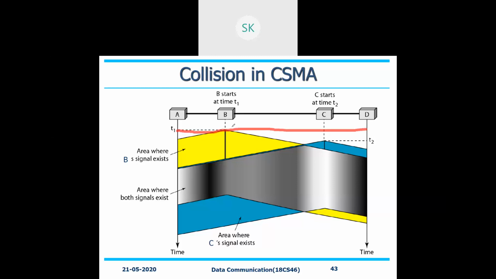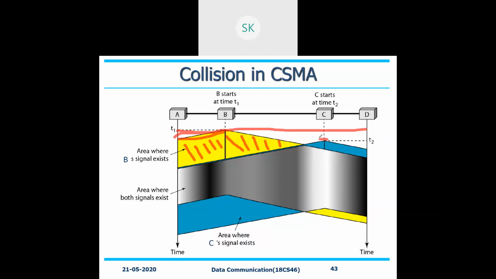With respect to that, it starts. Once it starts, it will take some time. See here, this is the propagation time that we need to consider, since it takes time to reach station A. During this duration B will be transmitting the data. Similarly, B will be transmitting to the other station also, station C. But see what happens at C.